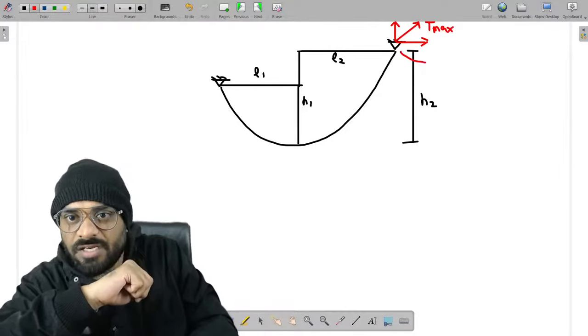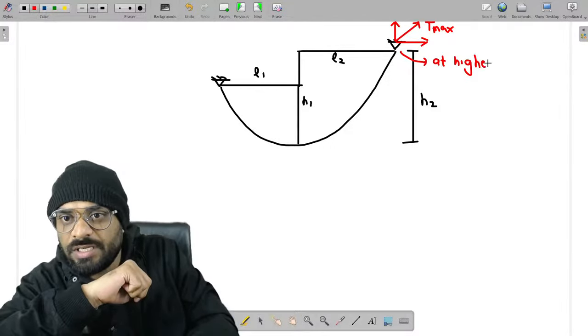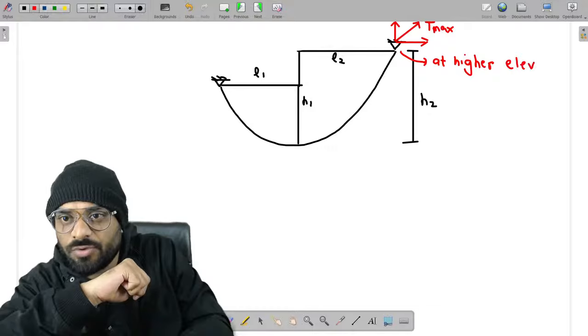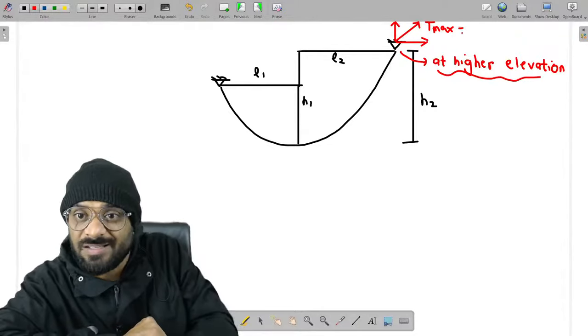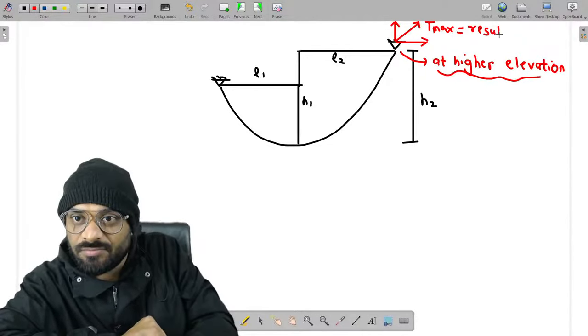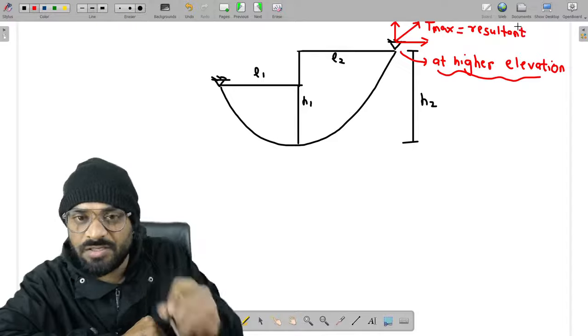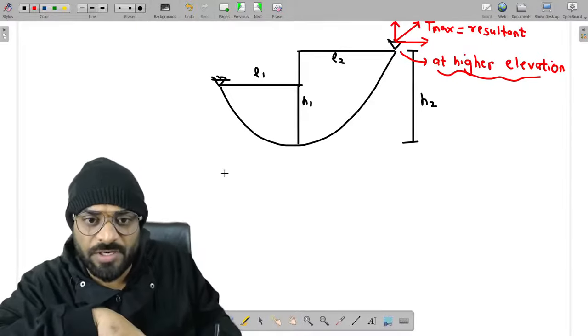Please remember, at the higher level of support, at the higher elevation support, the maximum tension will occur. T max will occur at this particular support as a resultant, right? One more point which is very important.